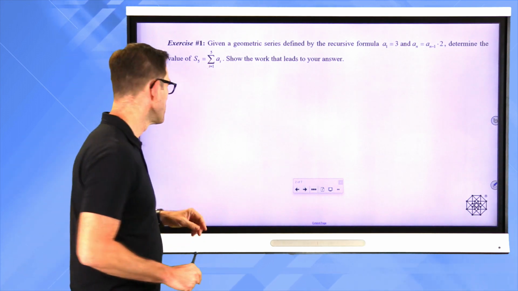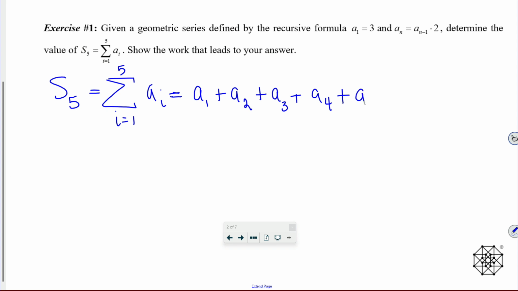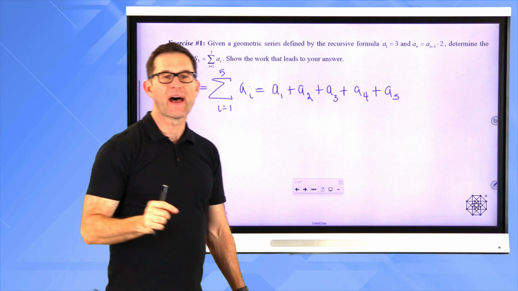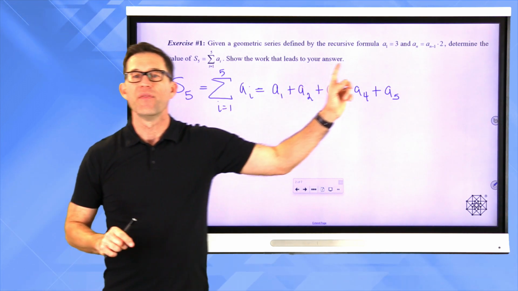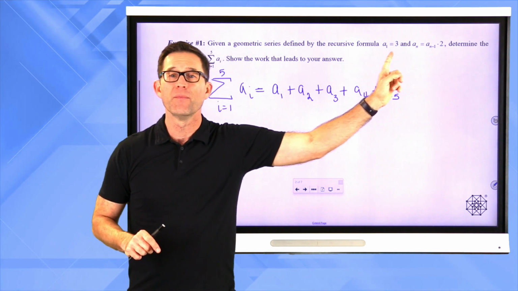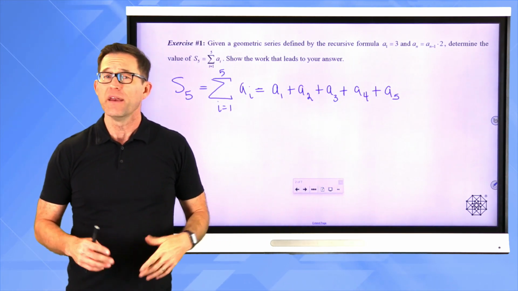So here, s sub 5 is the summation of i equals 1 to 5 of a sub i. Summation notation, which we looked at a few lessons ago, just says I need to start with i equals 1, then bump it up by 1, so to 2, then bump it up, and bump it up. So in other words, all this summation is asking me to do is add up the first 5 terms of a sequence that is defined by the first element being 3, and then every element being the previous one times 2.